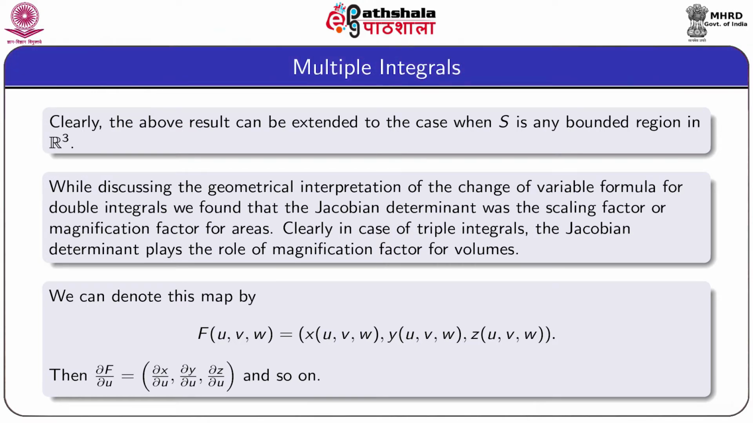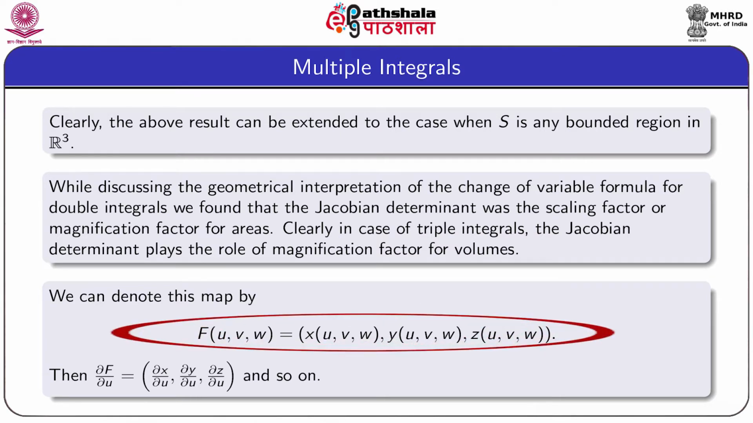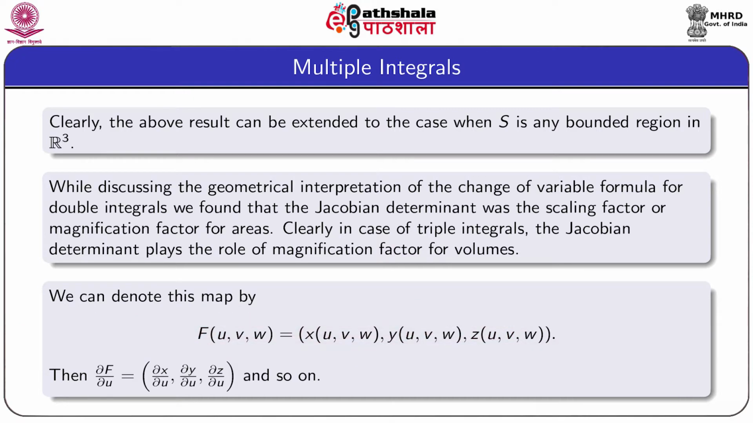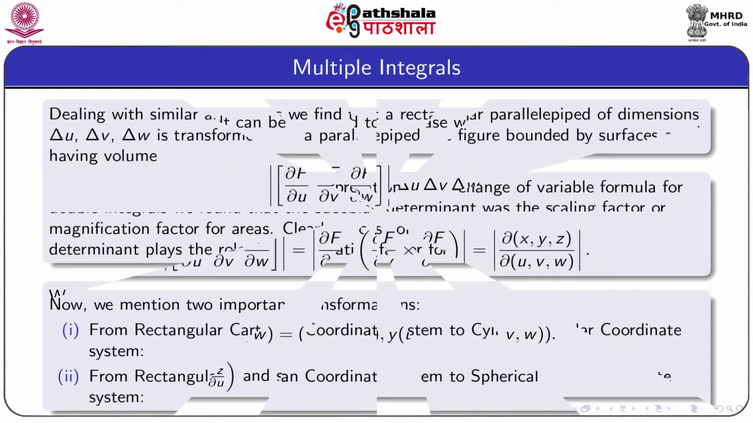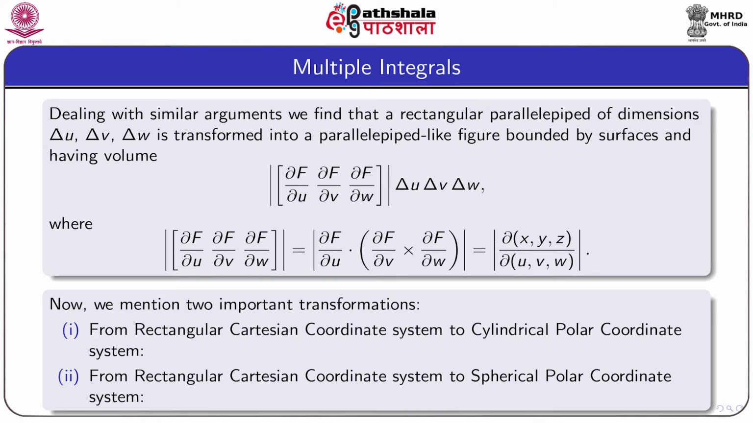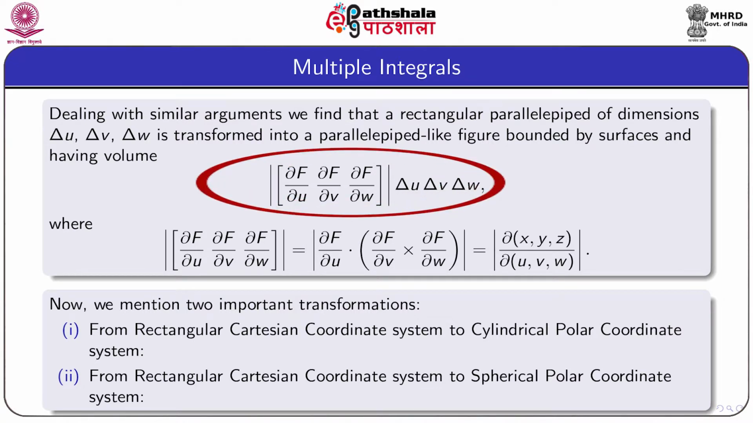We can denote this map by f(u,v,w) equal to (x(u,v,w), y(u,v,w), z(u,v,w)). Then ∂f/∂u equals (∂x/∂u, ∂y/∂u, ∂z/∂u) and so on. With a similar argument, we find that a rectangular parallelepiped of dimensions ∂u, ∂v and ∂w is transformed into a parallelepiped-like figure bounded by surfaces and having volume modulus of ∂f/∂u, ∂f/∂v and ∂f/∂w.